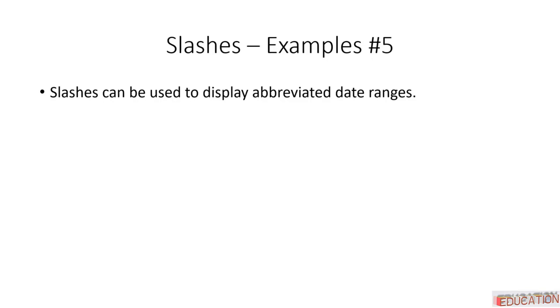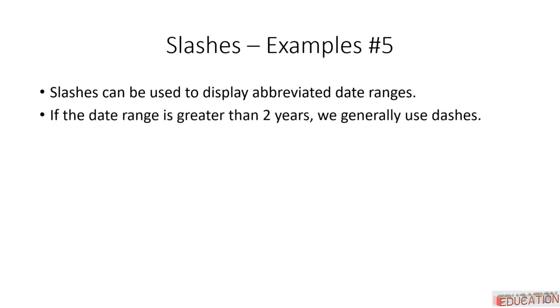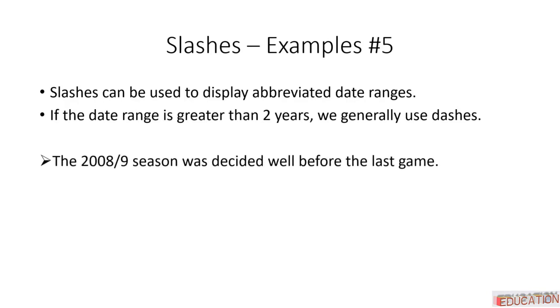And slashes are used to display abbreviated date ranges. If the date range is greater than 2 years, we usually use a dash instead. For example, the 2008-2009 season was decided well before the last game. So here we're talking about 2008 and 2009, so we just write 2008/9, and then it's clear we're talking about those 2 years, or rather the 1 year season spanning those 2 years.